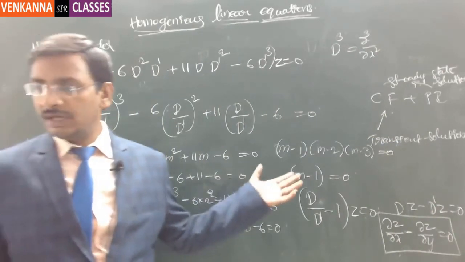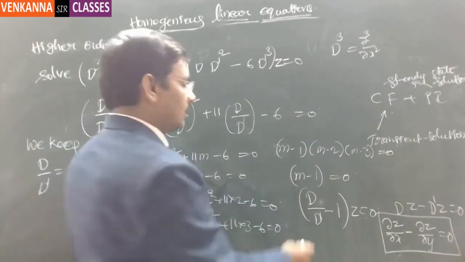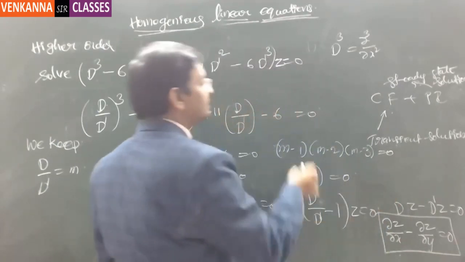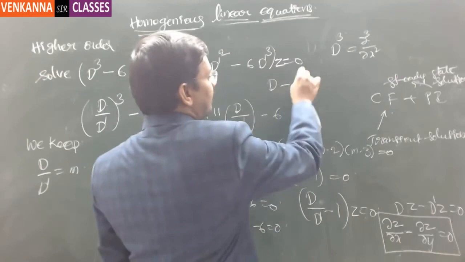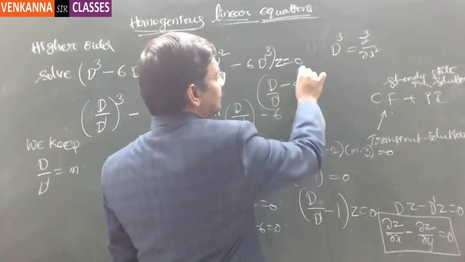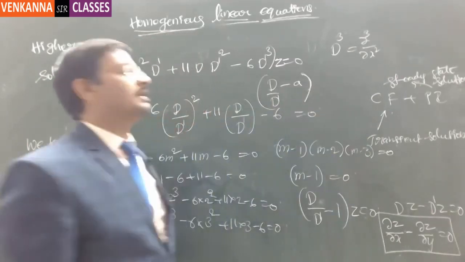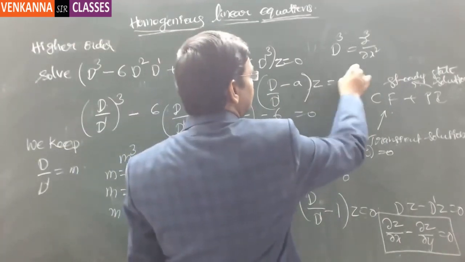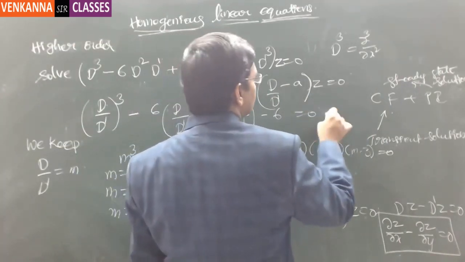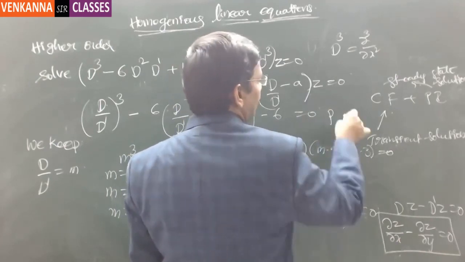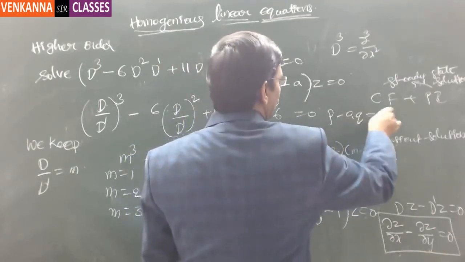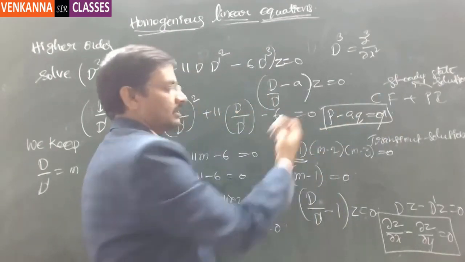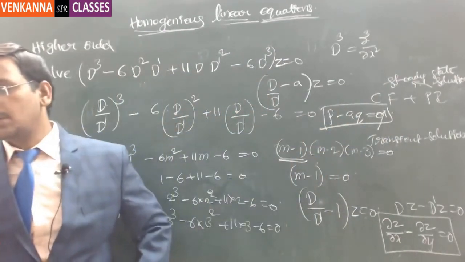Suppose for any random value, let us say I call this value m1. So in general, D minus a. So this is a generic solution where D by D dash is equal to a. Now if you operate on this, then this is going to be 0. Then the differential equation is going to be p minus a cube equal to 0. So this is the differential equation for one particular factor. Got it? Understood or not?